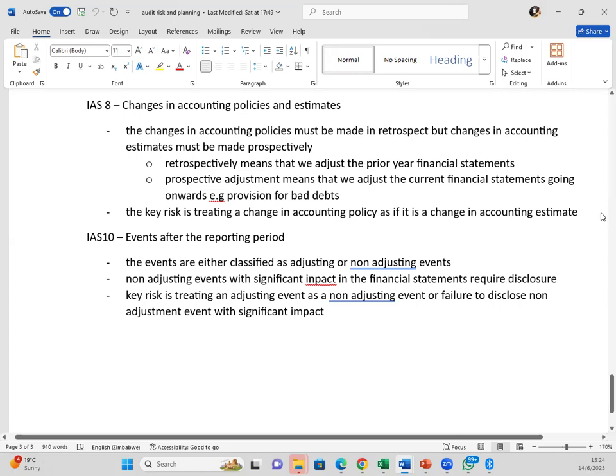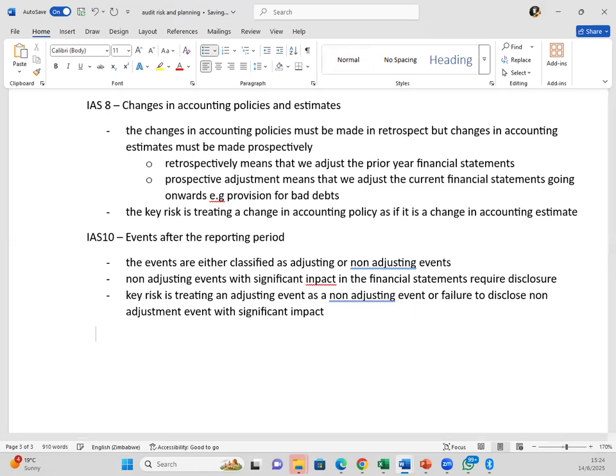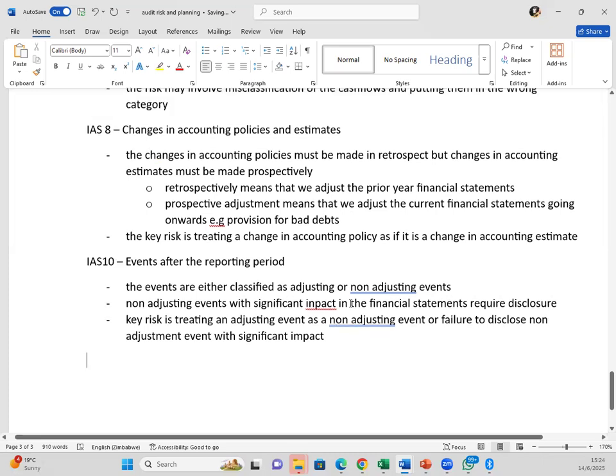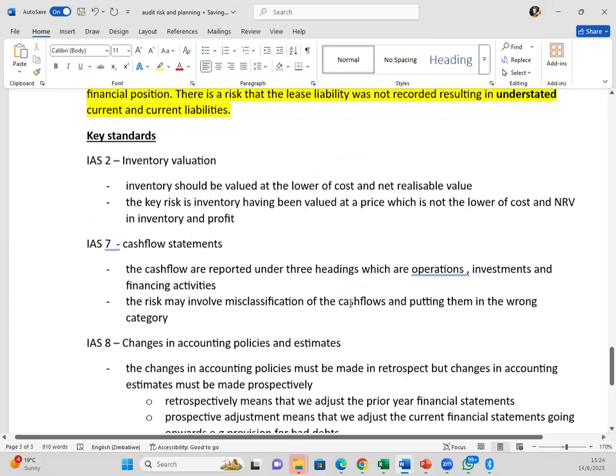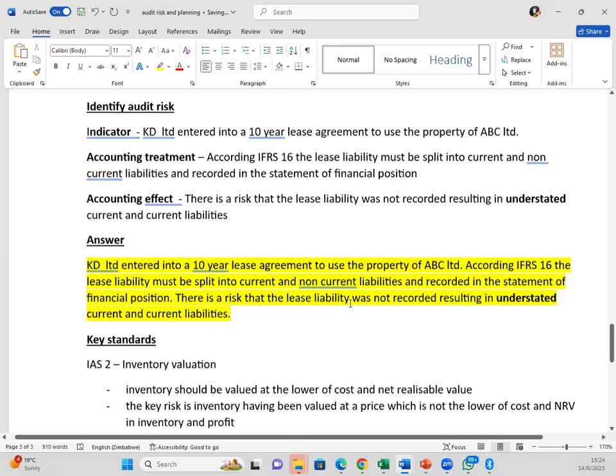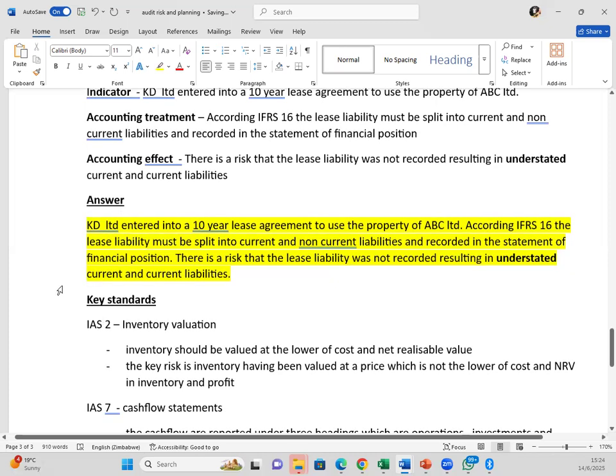Now, let's get to today's issues. These are part and parcel of what we discussed in the last session. Let's continue with these standards. Regarding the standards, I did mention last time that when you are identifying an audit risk, I gave an example.